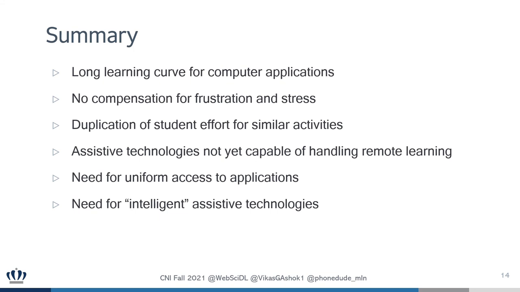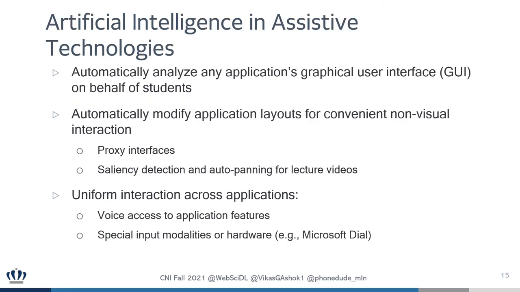To address these challenges, there's an imminent need for smart assistive technologies that can provide uniform access to different applications across different platforms so that the cognitive burden on students with visual disabilities is significantly reduced. Leveraging recent advancements in artificial intelligence techniques to substantially enhance the capabilities of assistive technologies can help mitigate usability issues faced by students with visual impairments when they interact with computing applications.